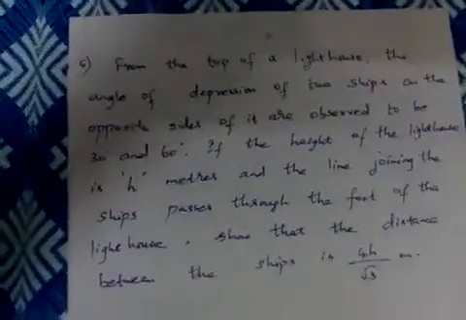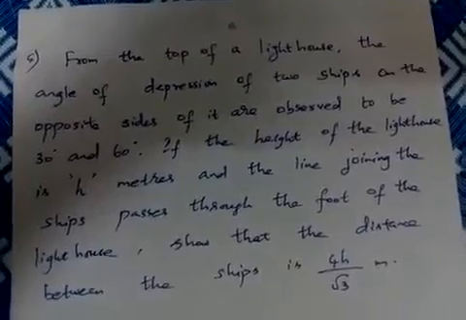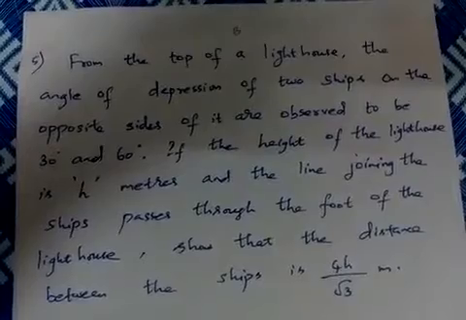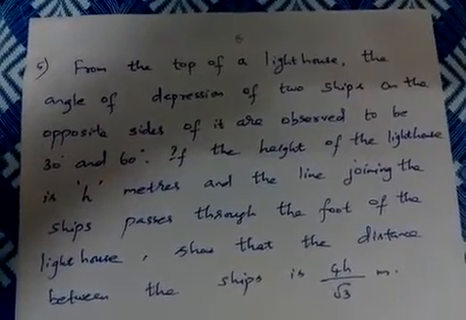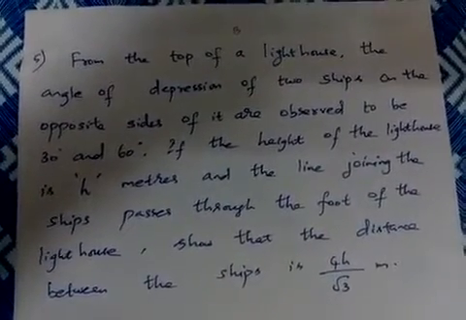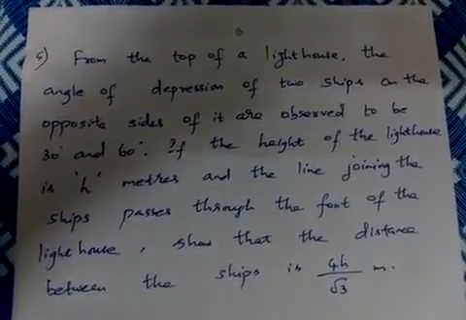Now the exercise 6.3, fifth sum. From the top of a lighthouse, the angles of depression of two ships on the opposite sides of it are observed to be 30 degrees and 60 degrees. If the height of the lighthouse is h meters and the line joining the ships passes through the foot of the lighthouse, show that the distance between the ships is 4h by root 3 meters.